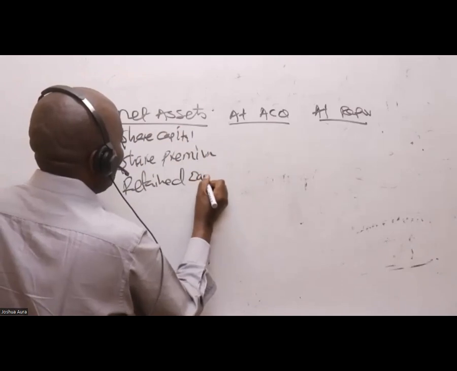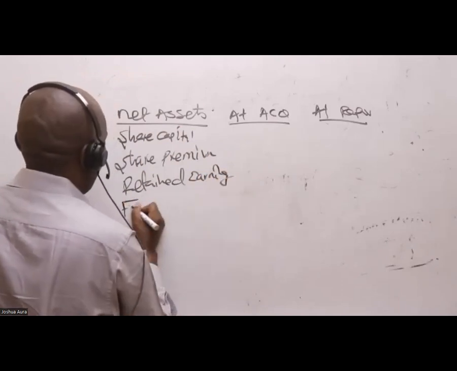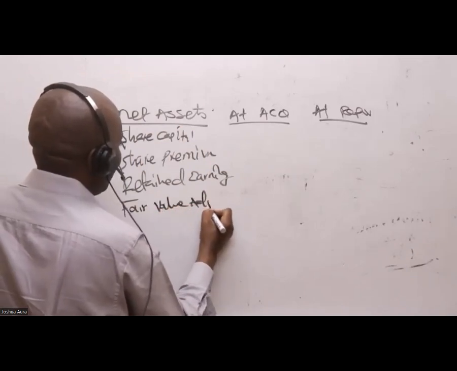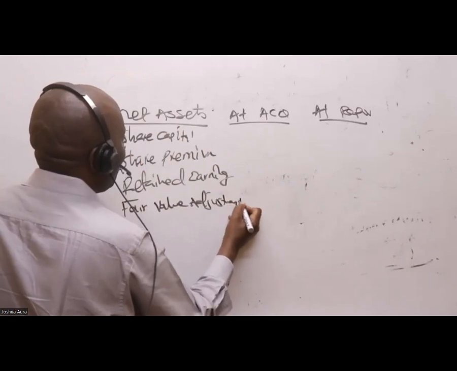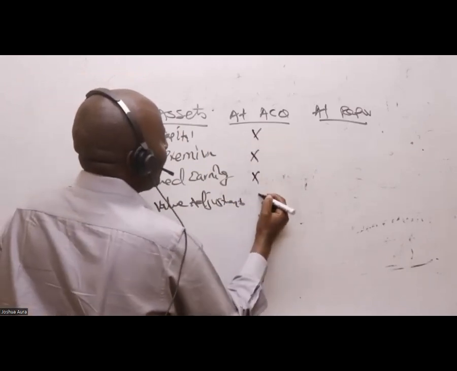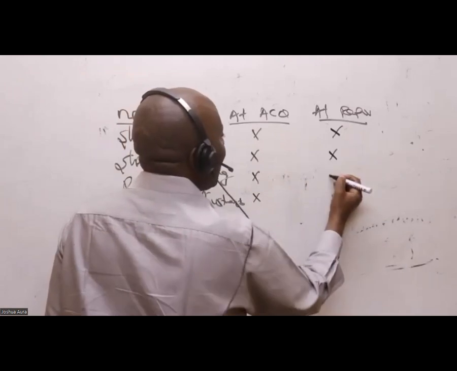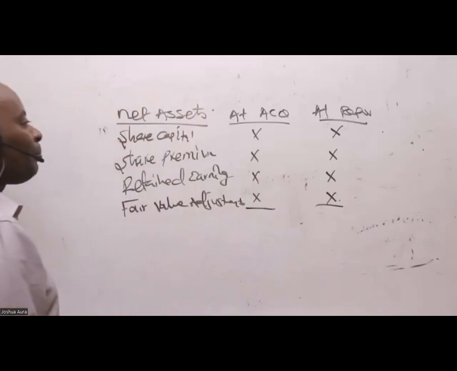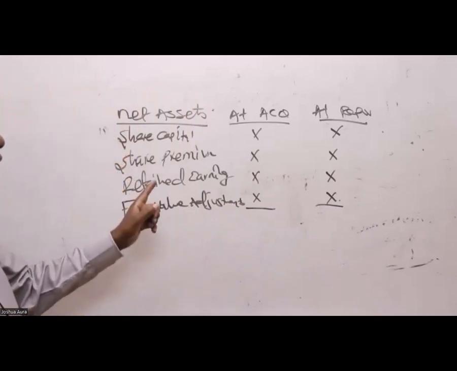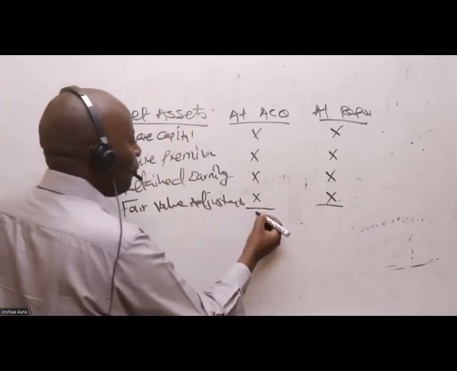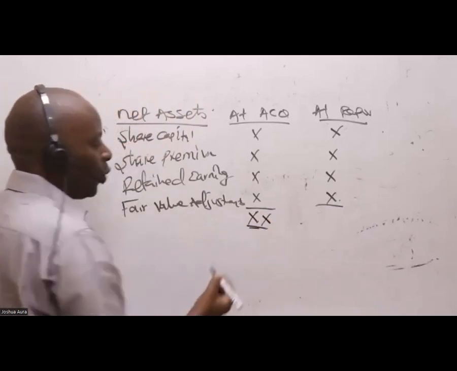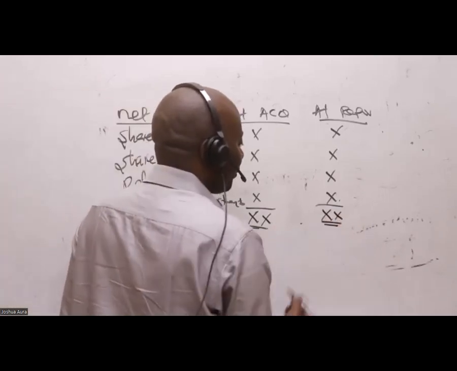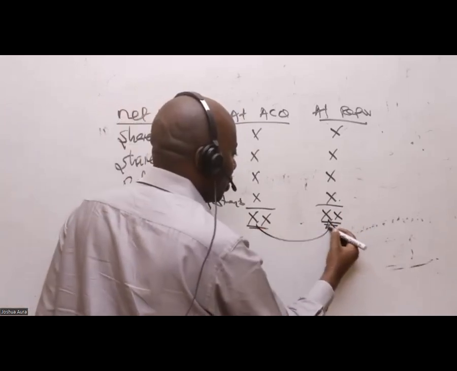Retained earnings. And then we have what we call the fair value adjustments, and of course when there is any depreciation. So even if it's the government doing this accounting for the associate, they'll be able to give you the total net assets at acquisition and the total net assets at reporting. And then we shall be able to subtract these two numbers.